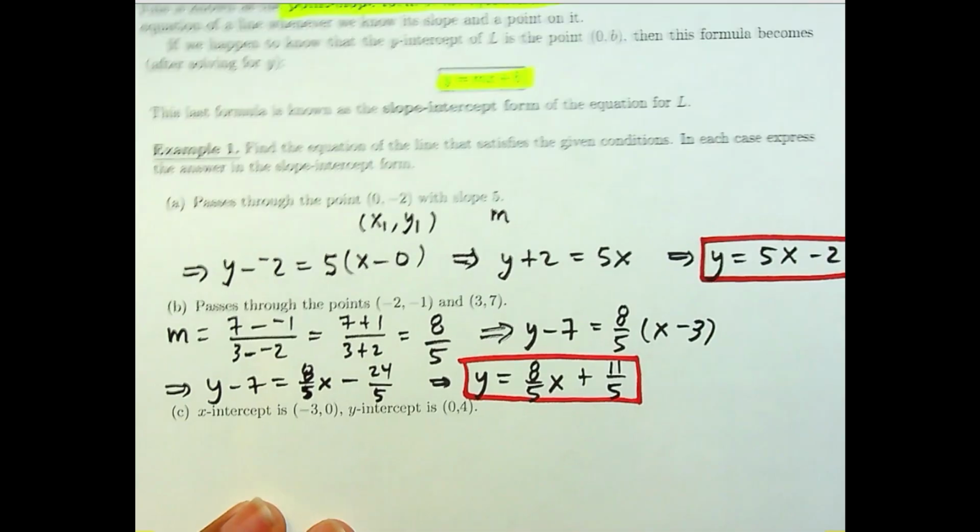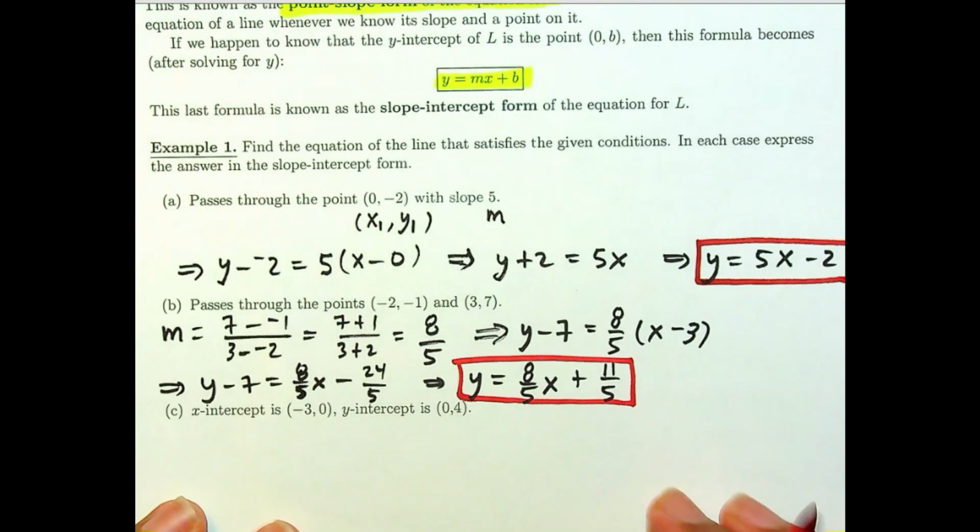And now we have one more. It says find the equation of a line whose x-intercept is -3, 0, and y-intercept is 0, 4.